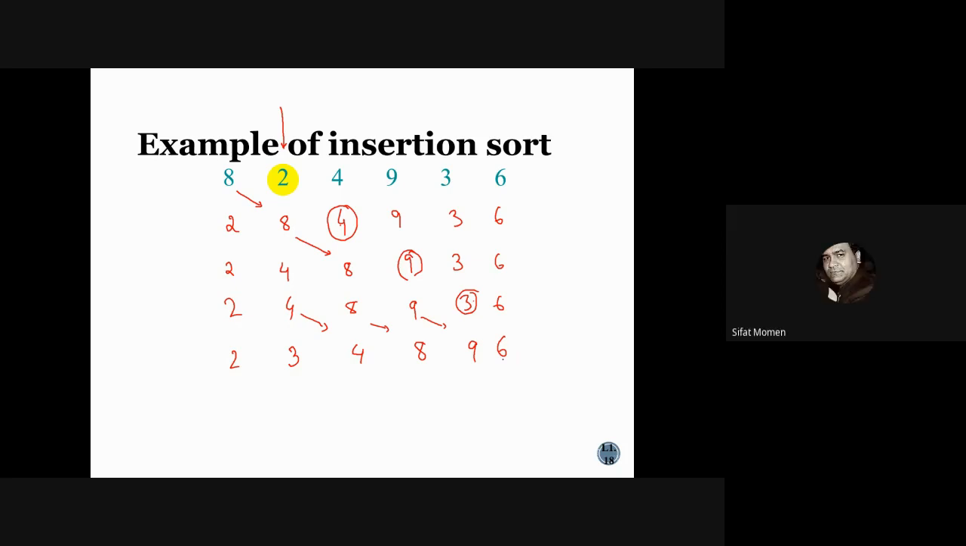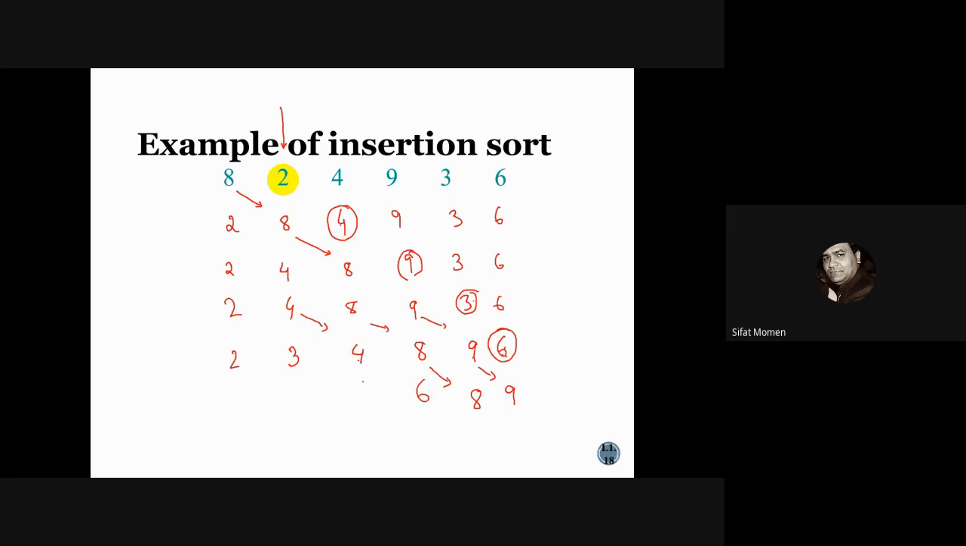So now the final iteration. I'm going to compare with 6. The previous one is 9. Is 9 larger than 6? Yes, sir. Bring the 9 one unit to the right. Is 8 larger than 6? Yes, sir. Bring 8 one unit to the right. Is 4 larger than 6? No, sir. So no more changes.